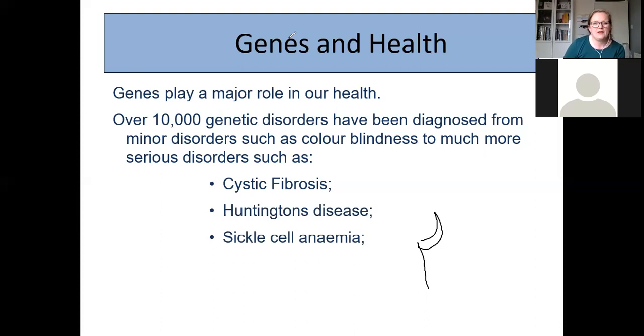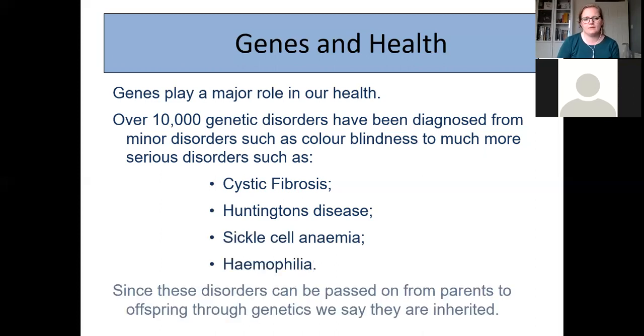And so basically in sickle cell anemia, your red blood cells are sickle shaped. The issue with that is obviously they're smaller, they can't carry as much oxygen, so it's harder for your body to get enough oxygen that it needs. Haemophilia as well, which is a blood clotting disorder. So since these disorders can be passed from parents to offspring through genetics, we say these are inherited.